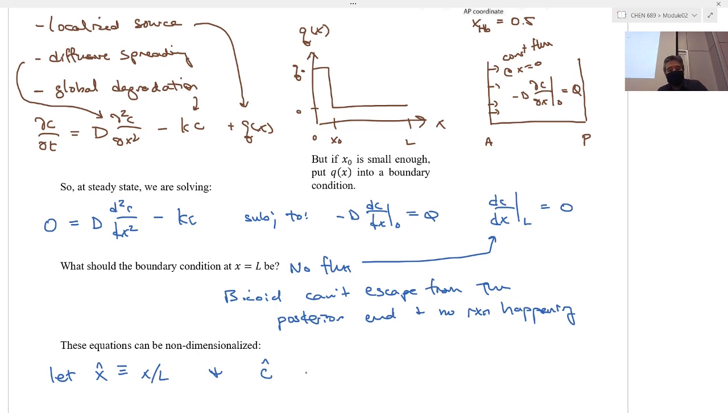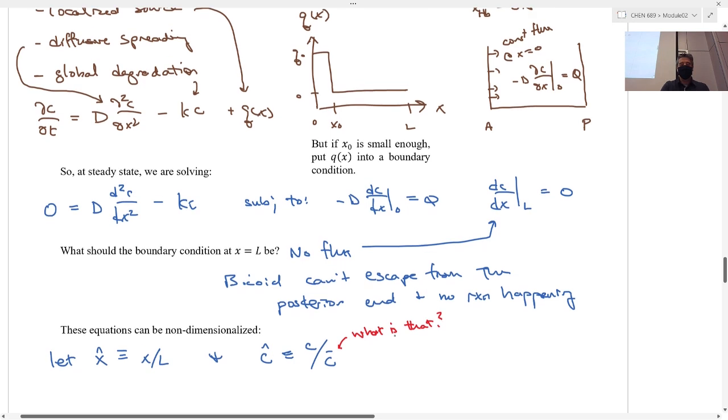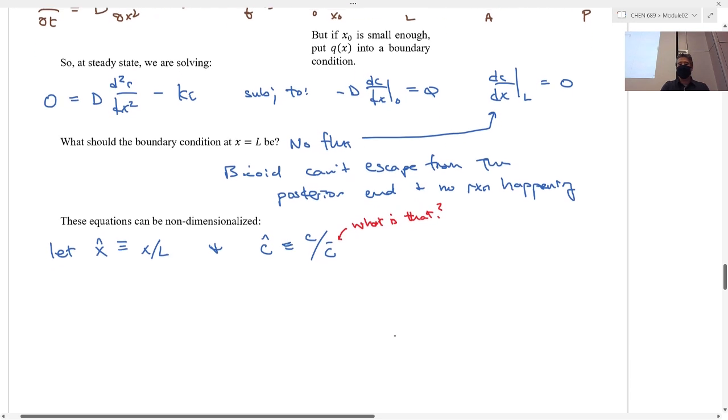Okay. And c hat is defined as c over c bar. So we're going to non-dimensionalize our equations. We know what L is. What is c bar? I don't know, we're going to find out. We'll just pretend there's some sort of c bar, and we'll find out what it is naturally later.